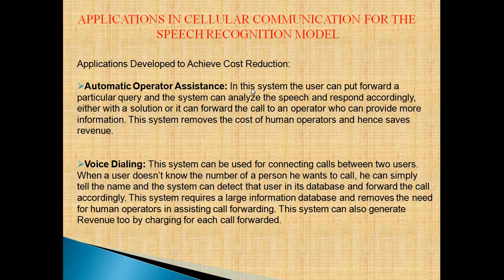Now let us look at some of the applications where this software can be used in cellular communication. First I'll be talking about applications which are done to achieve cost reduction. First is automatic operator assistance. This system is basically implemented for small corporate environments. The user can put forward a particular query, and the system can analyze that query and respond accordingly, either with the solution or by forwarding the call to an operator for more information.